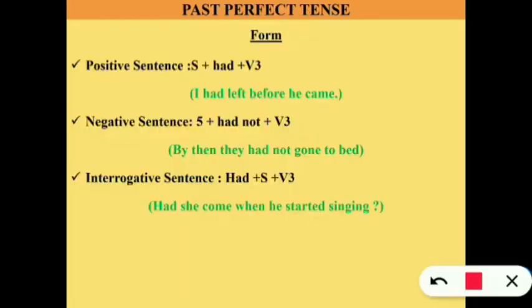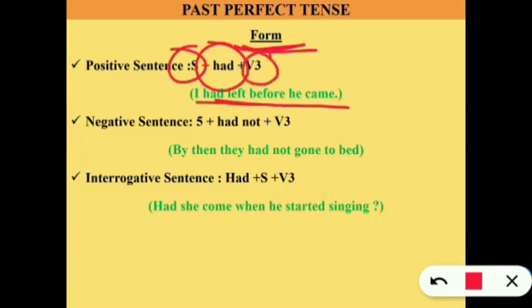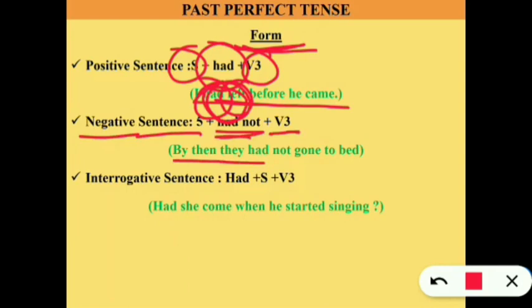Now past perfect tense. In past perfect tense, we get subject had with verb 3. Example, I had left before he came. I had left is third form of verb when he came. In negative sentence, we just use not, that is subject plus had not and V3. By then, they had not gone to the bed.